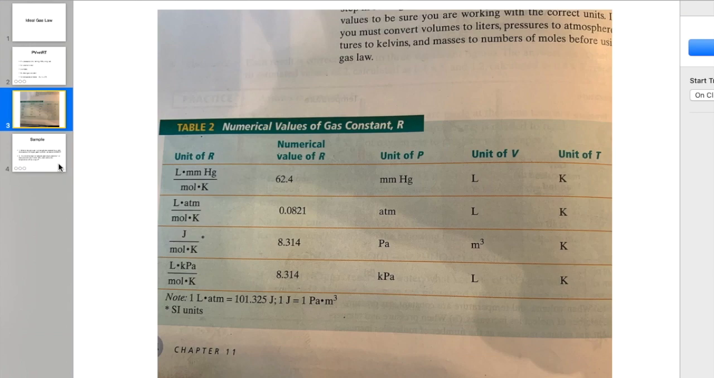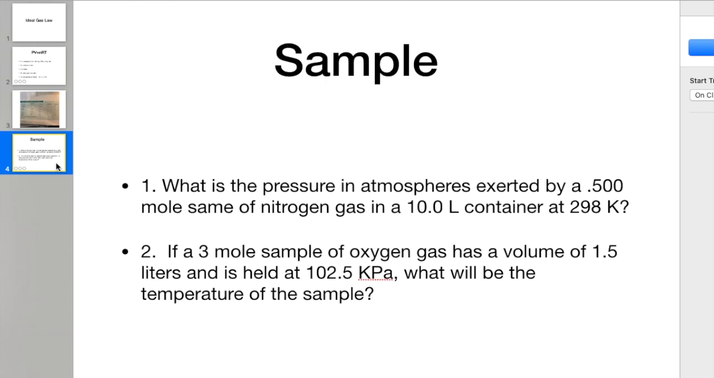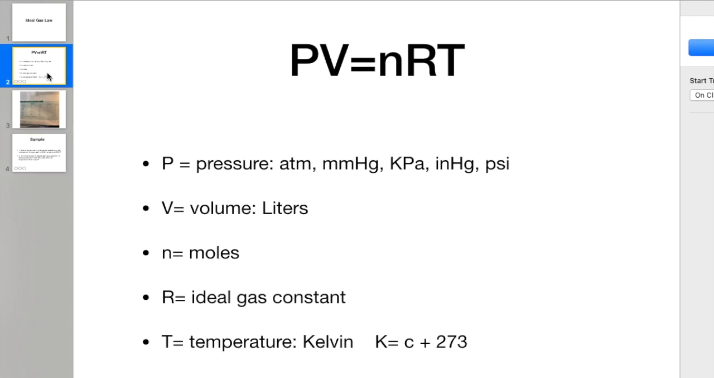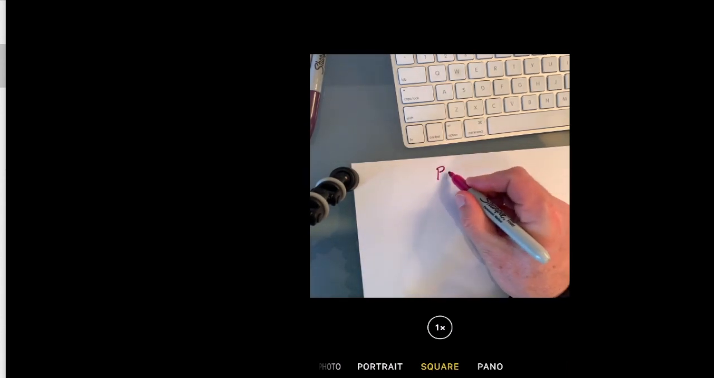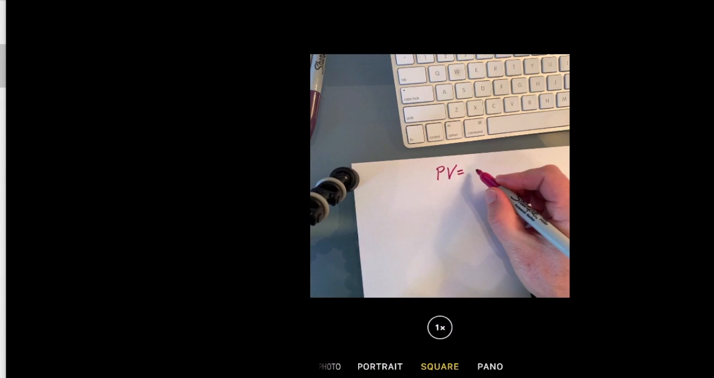Let's look at a problem and we'll see if we can figure this out. So here's the first sample problem. It says, what is the pressure in atmospheres exerted by a 0.5 mole sample of nitrogen gas in a 10.0 liter container at 298 Kelvin? So the first thing that we're going to do is write down our formula, PV equals nRT, and let's fill in what we know.